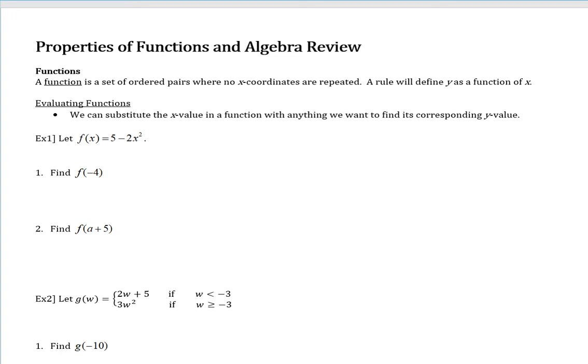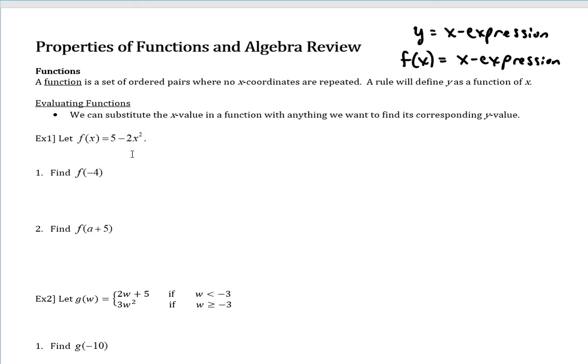A function is a set of ordered pairs where no x coordinates are repeated. A rule will define y as a function of x. So often we'll see this as y equals some x expression, but often instead of y, we'll use f of x equals some x expression. So it's just a variation on how we could write it. It's up to you how you prefer it, but often we will use the f of x form.